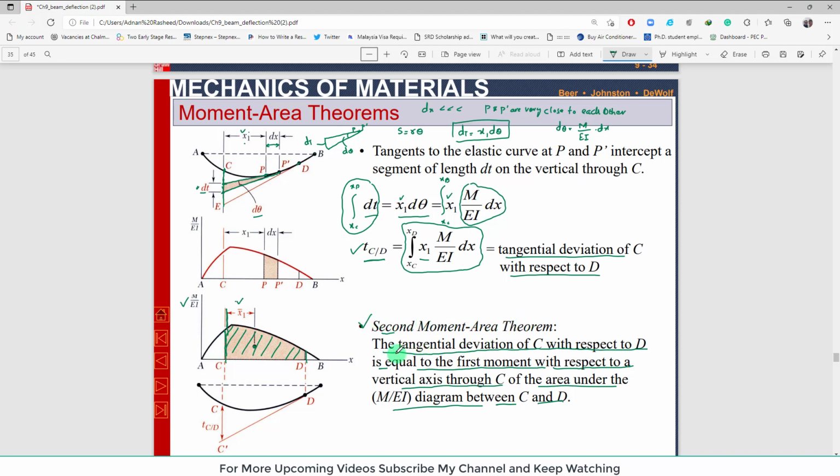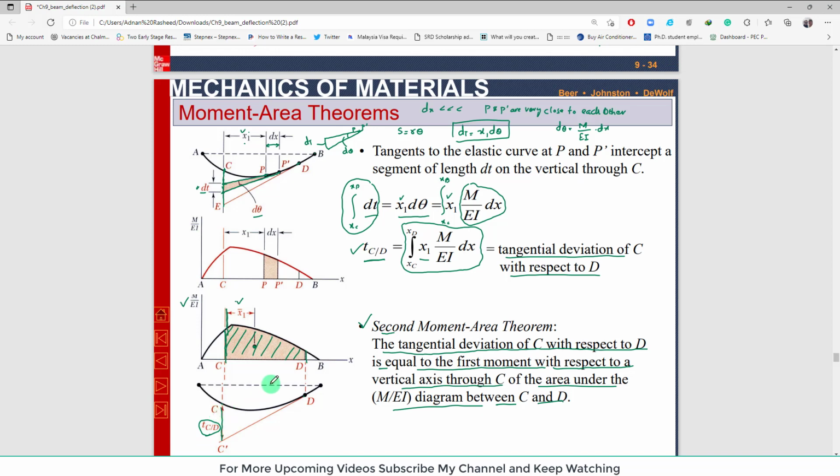So again I will repeat that tangential deviation of C with respect to D is equal to the first moment with respect to a vertical axis through C of the area under the M over EI diagram between C and D. So this is point C and this is point D. This is the total deflection of point C with respect to point D, which is TCD, the tangential deviation of C with respect to D.